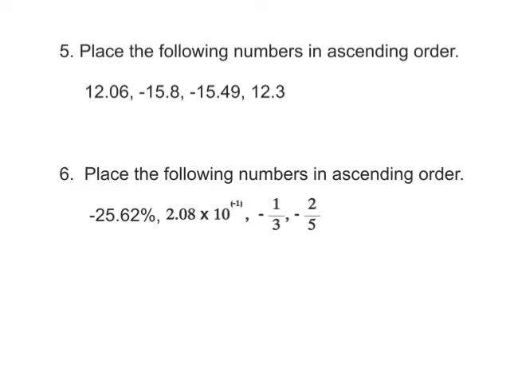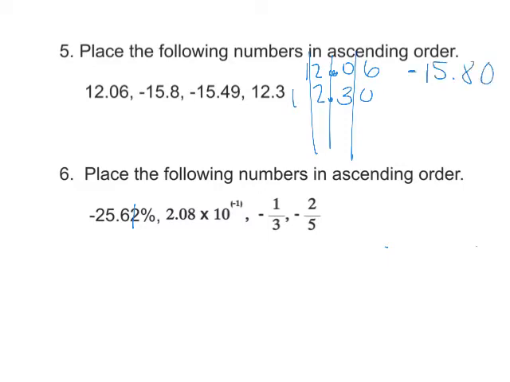All right, now we have to order these. Okay, so these first two are in ascending order. Stack. Please remember to stack. All right, so we've got 12.06. Decimal point. Remember, I'm going to do the positives and negatives separately. And then here are our negatives, negative 15.8. And then I've got negative 15.49. Ascending is least to greatest.